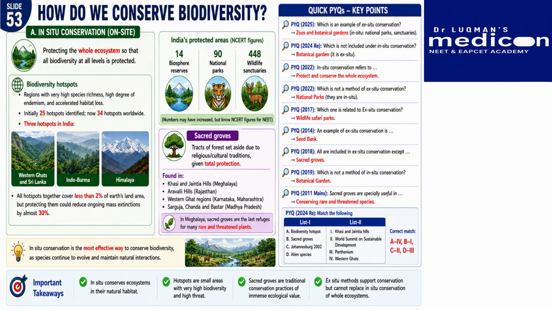Sacred groves are tracts of forest set aside due to religious or cultural traditions and given total protection. Found in Khasi and Jaintia Hills, Meghalaya, Aravalli Hills in Rajasthan, Western Ghat regions of Karnataka and Maharashtra, and Sarguja, Chanda and Bastar of Madhya Pradesh. In Meghalaya, sacred groves are the last refuges for many rare and threatened plants.